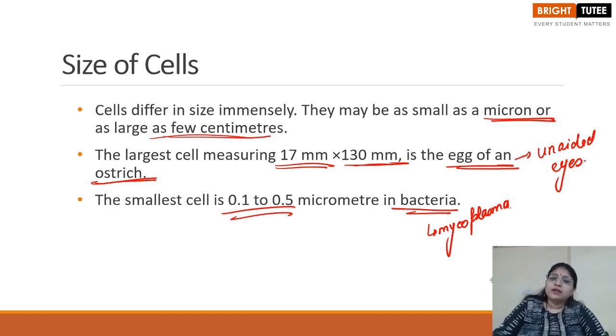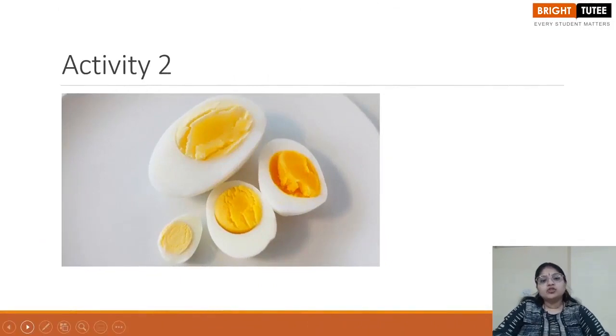Now, understand that when we are talking about the size of the cell, the size of the organism does not matter. How is it related? We'll understand that. But before we move on, let's do an activity in which we are going to boil an egg, and then observe its shape, and how we are classifying this egg as a cell, we'll understand.